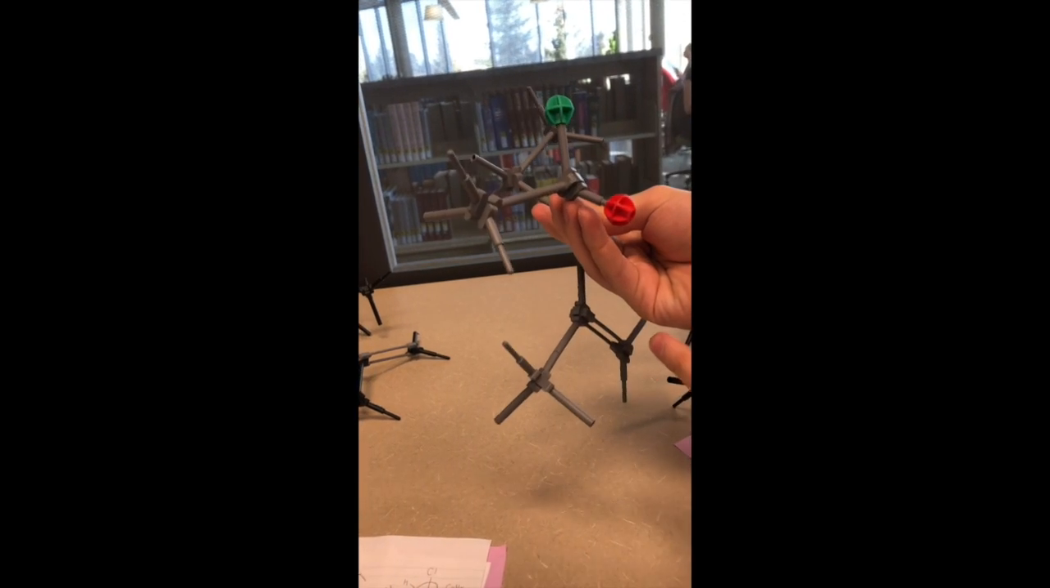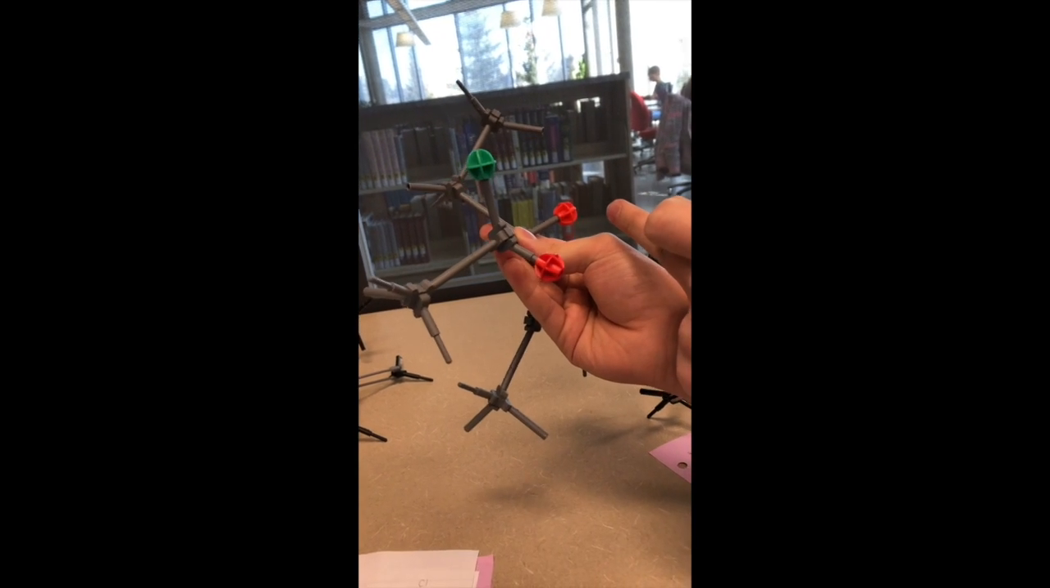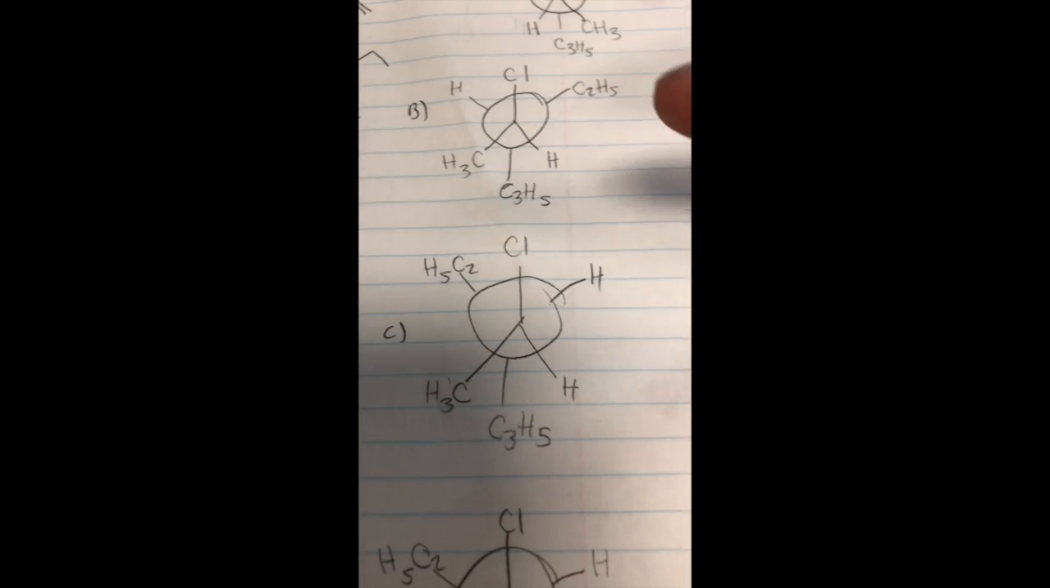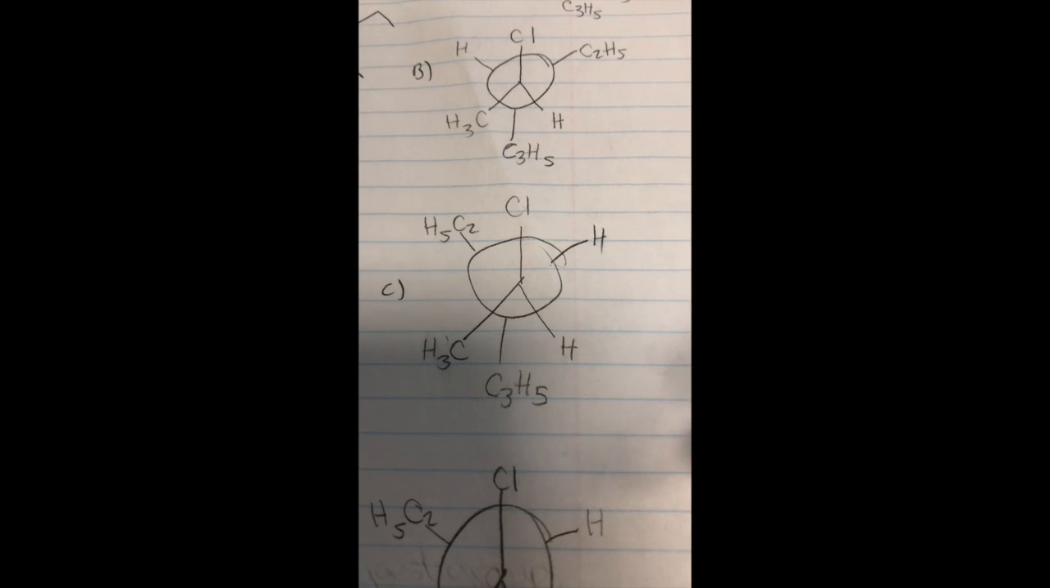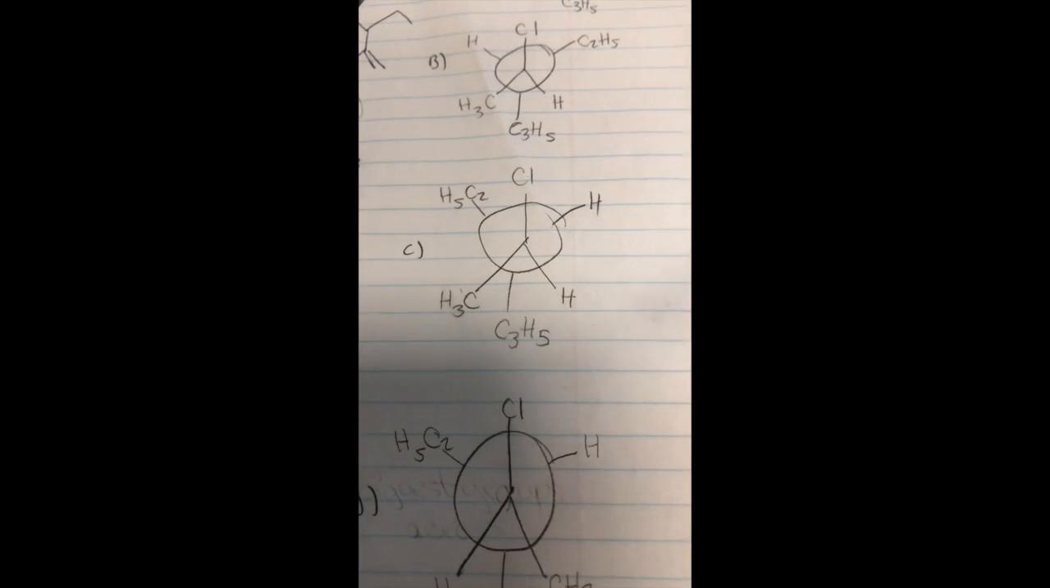And here we have our C molecule, and we have, again, chlorine at the top, C3H5 at the bottom, but this time we have both our hydrogens on the right side of our molecule. As we can see on the Newman's projection, we have chlorine at the top, C3H5 at the bottom, both hydrogens to the right, and the methyl group to the left.